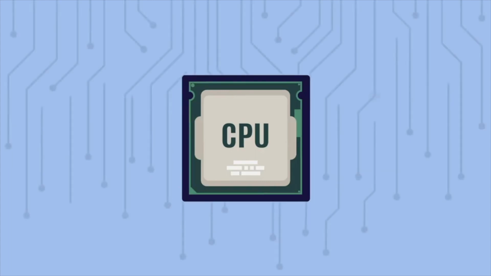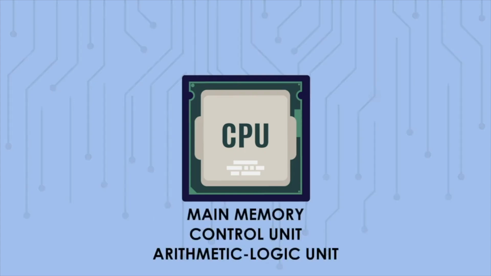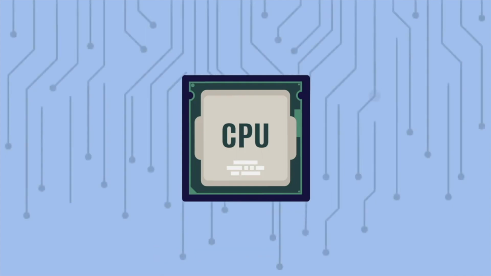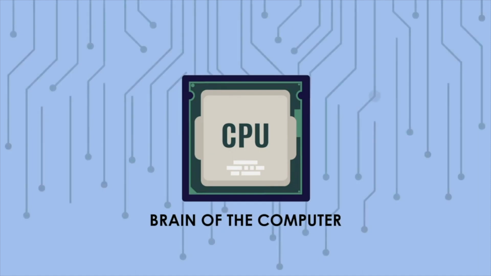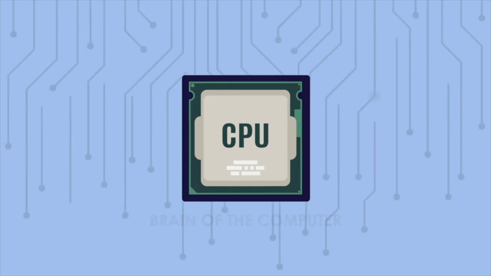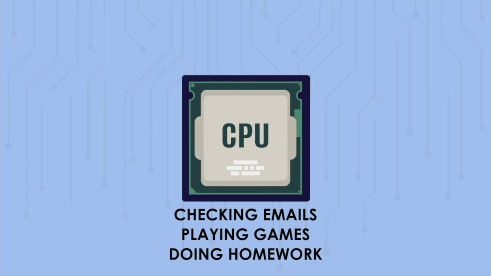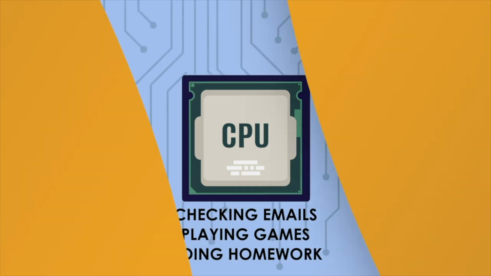Okay, the Central Processing Unit is the principal part of any digital computer system, generally composed of the main memory, control unit, and arithmetic logic unit. In modern computers, the CPU is contained in an integrated circuit chip called the microprocessor, being the brain of the computer. The CPU is where processes such as calculating, sorting, and searching take place. Whatever is done in our computer, such as checking emails, playing games, and doing homework, it is the CPU that processes the data we use.